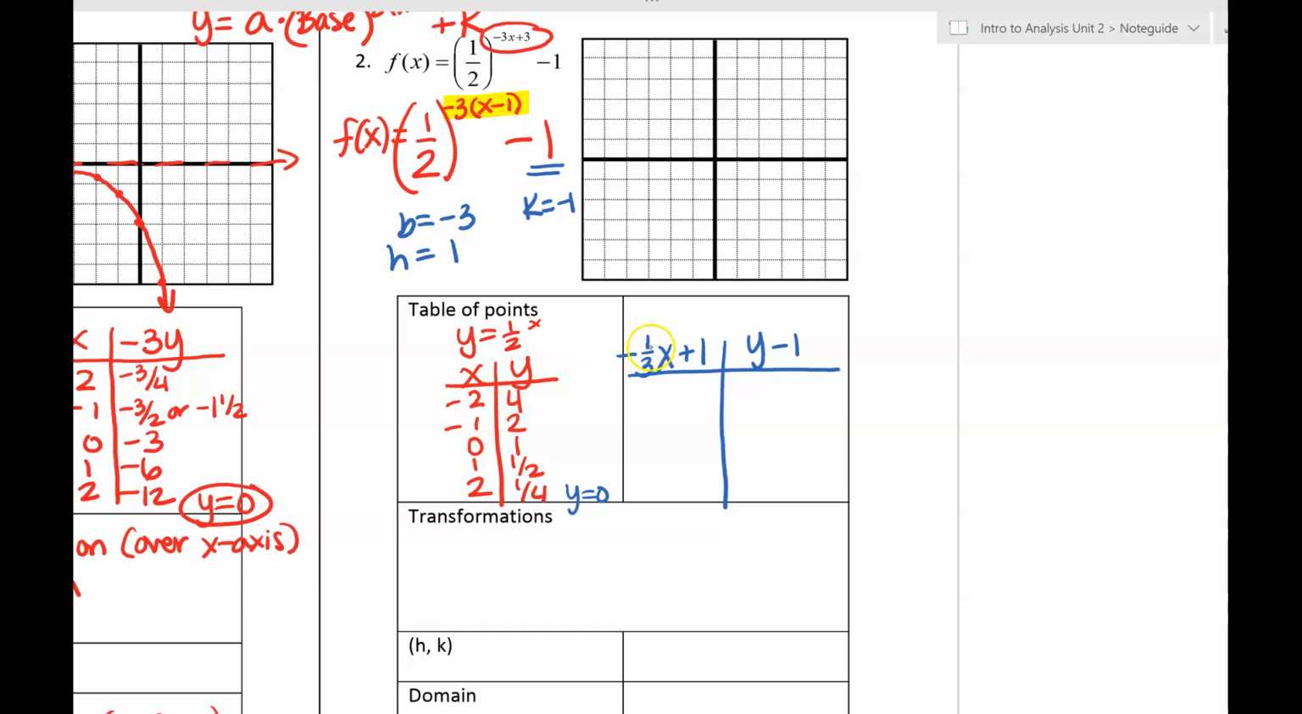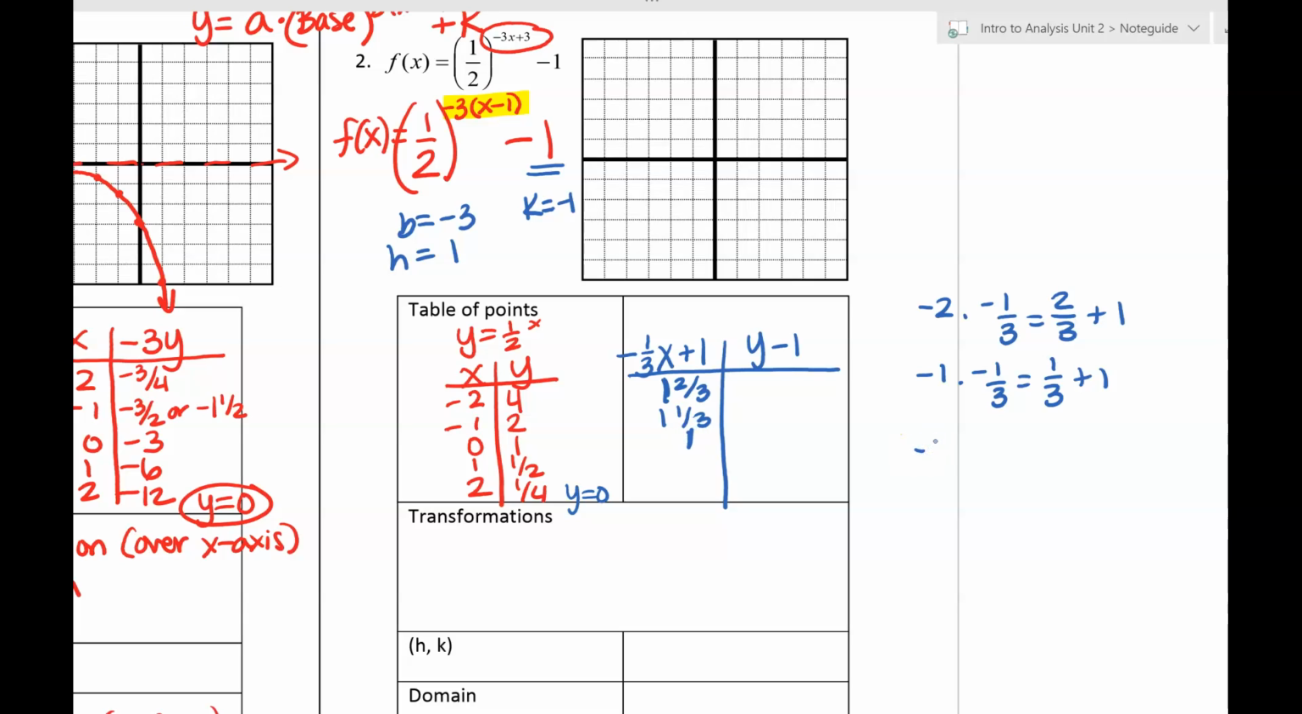So -2 times -1/3 makes 2/3. And if I add 1 with that, I will just get 1 2/3. -1 times -1/3 is 1/3, and if I add 1 with that, I will get 1 1/3. With 0, I'll get 1.